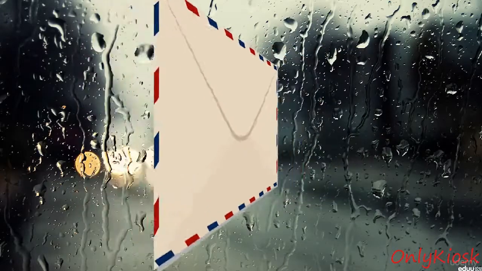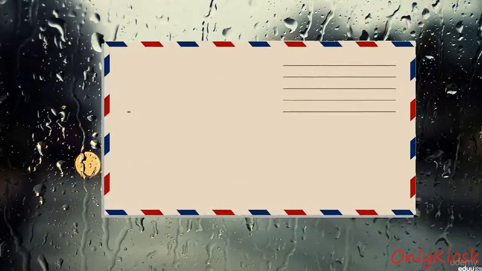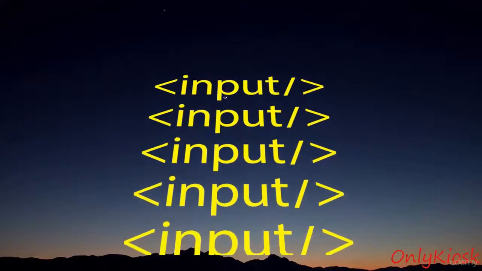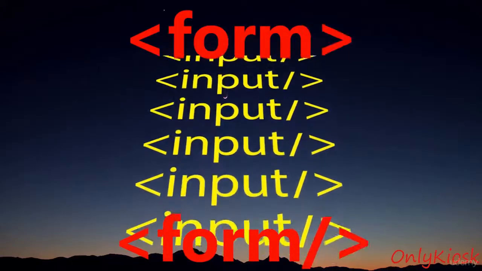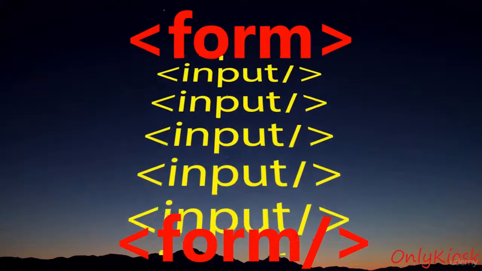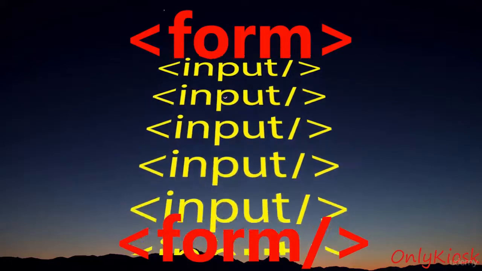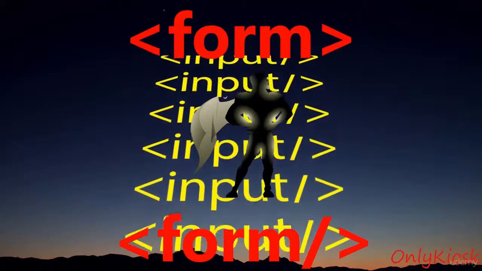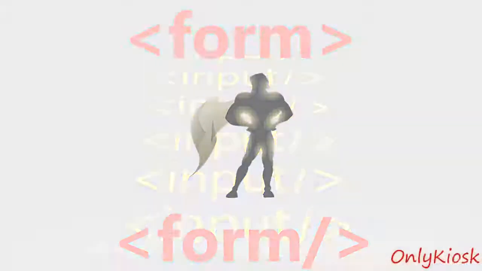Take, for example, if you want to mail a letter. You need to write the destination address on the envelope. Therefore, if we are sending data using the input tag, we should specify the destination address as well. So where should we put that? Well, all input tags should be wrapped with the form tag. Unlike other HTML tags we have learnt, the form tag is an invisible hero, which means we will not see it on the web page.